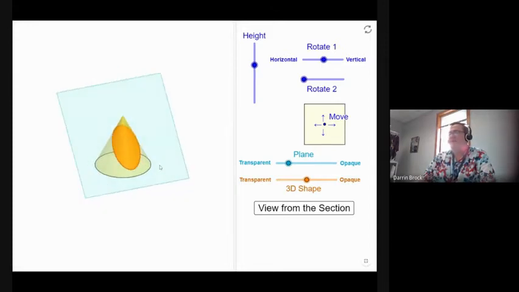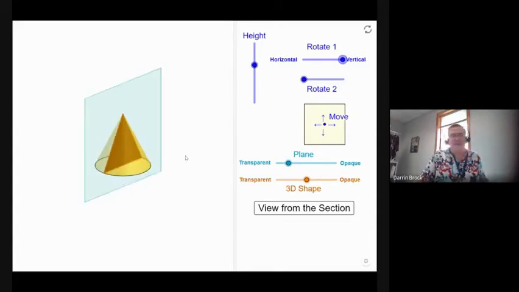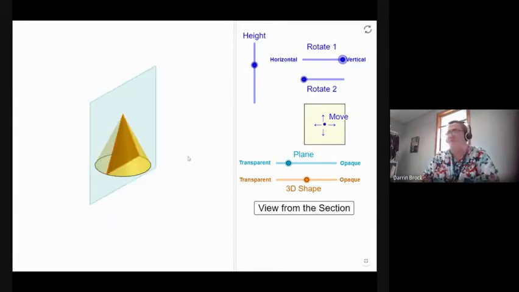But what if we continue and take it all the way to the top? Oh, look at that cross section. If we do a cross section perpendicular to the ground, a vertical cross section, it makes a perfect triangle.